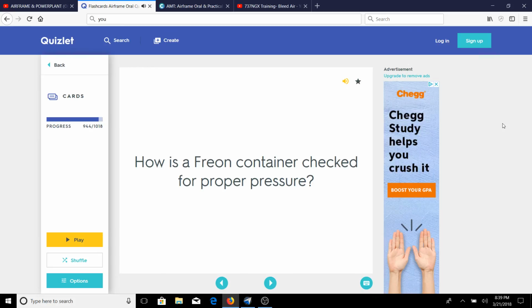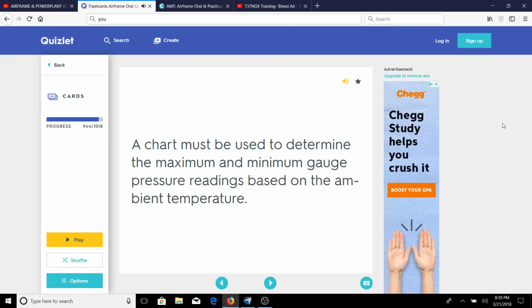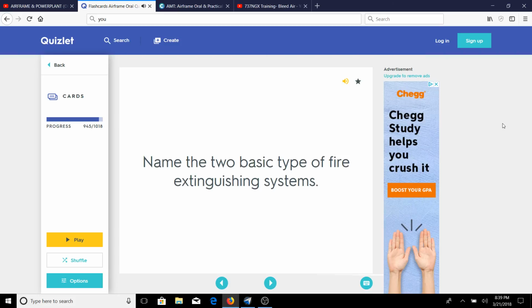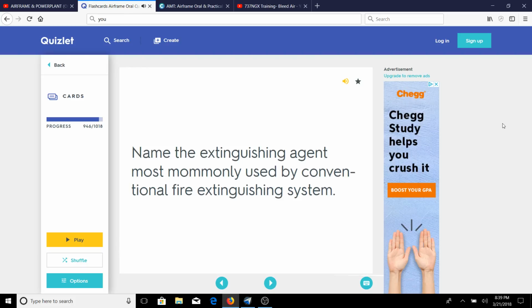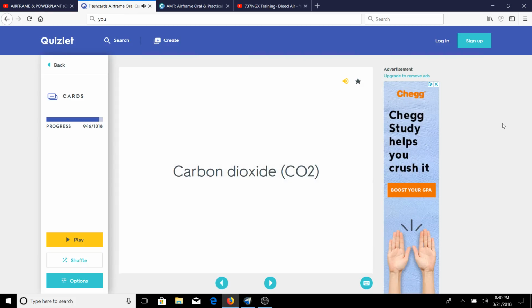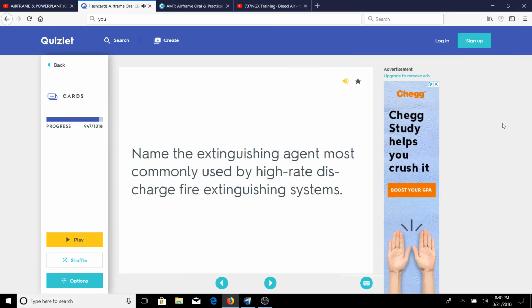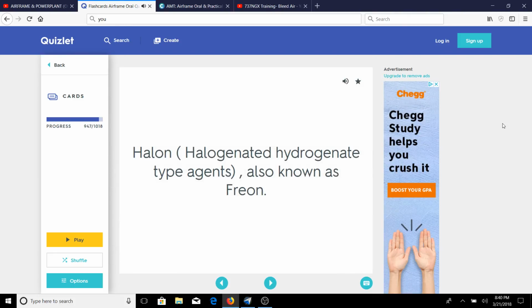How is a Freon container checked for proper pressure? A chart must be used to determine the maximum and minimum gauge pressure readings based on the ambient temperature. Name the 2 basic types of fire extinguishing systems. The conventional system and the high-rate discharge system. Name the extinguishing agent most commonly used by conventional fire extinguishing systems. Carbon dioxide. Name the extinguishing agent most commonly used by high-rate discharge fire extinguishing systems. Halon, also known as Freon.